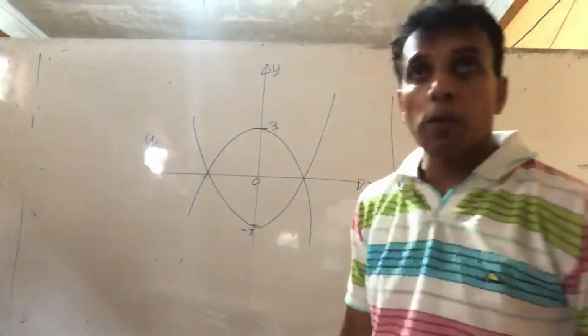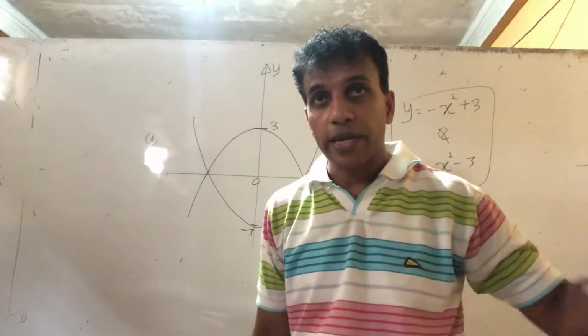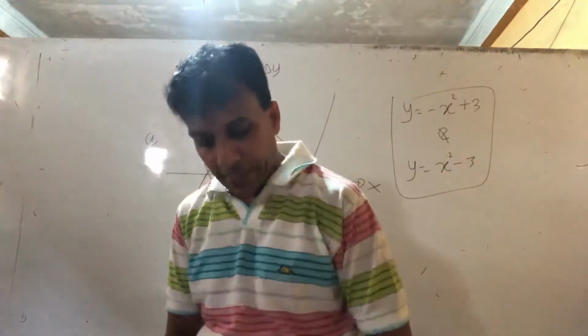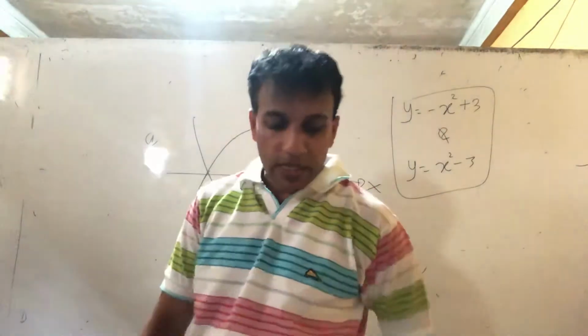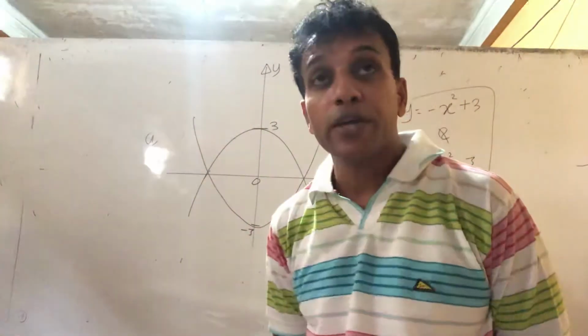So tell me, what is the common property? One is maximum, one is minimum, so that is not common. Like the earlier problem, both have the same symmetric axis. Write that: both have the same symmetric axis.